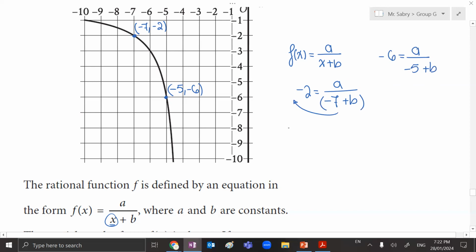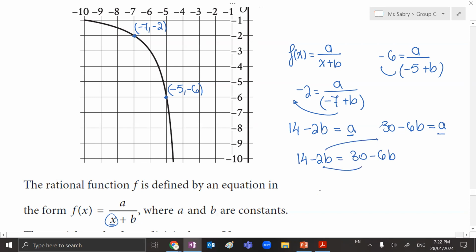So I have -2 times -7, which is positive 14, -2 times b, which is -2b, all equal to a. Same thing will happen here when I move this to the other side. So -6 times -5, that's 30. -6 times b, that's -6b, and all equal to a. Because they're both a, I can equate them, so 14 minus 2b is equal to 30 minus 6b. Move the b's together and the numbers to the other side. I'll have -16 equals -4b, which means that b is equal to +4.